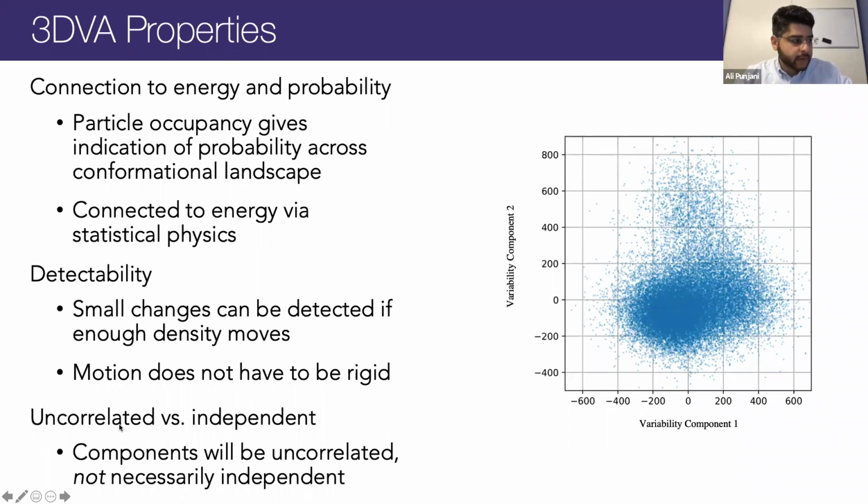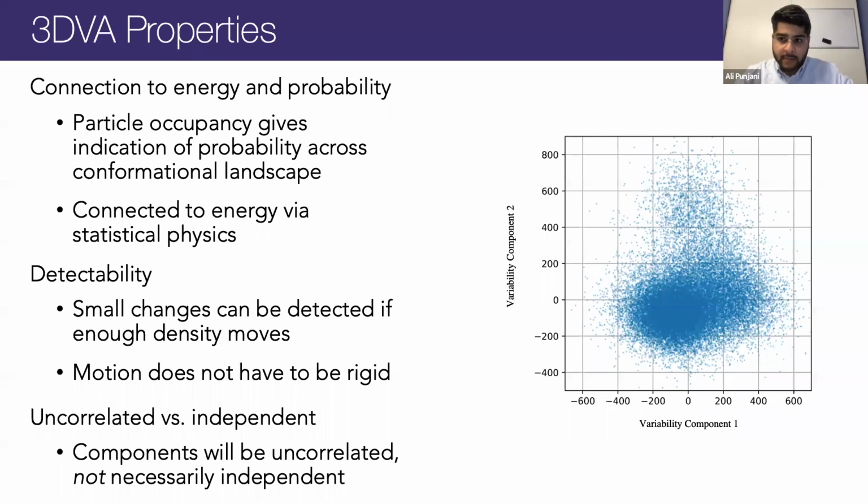Finally, it's very important to remember that 3D variability analysis, because of its construction, will always return variability components that are uncorrelated, in the sense that if you compute the correlation between the latent coordinates of particle images, the correlation between two variability components will be 0.